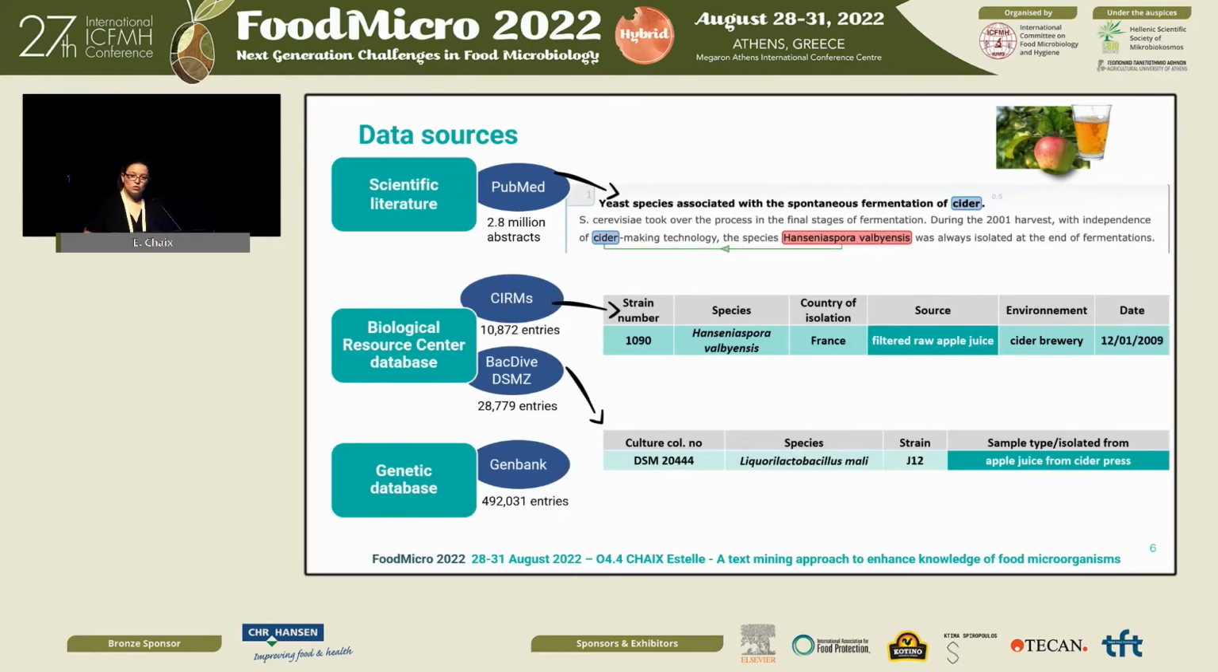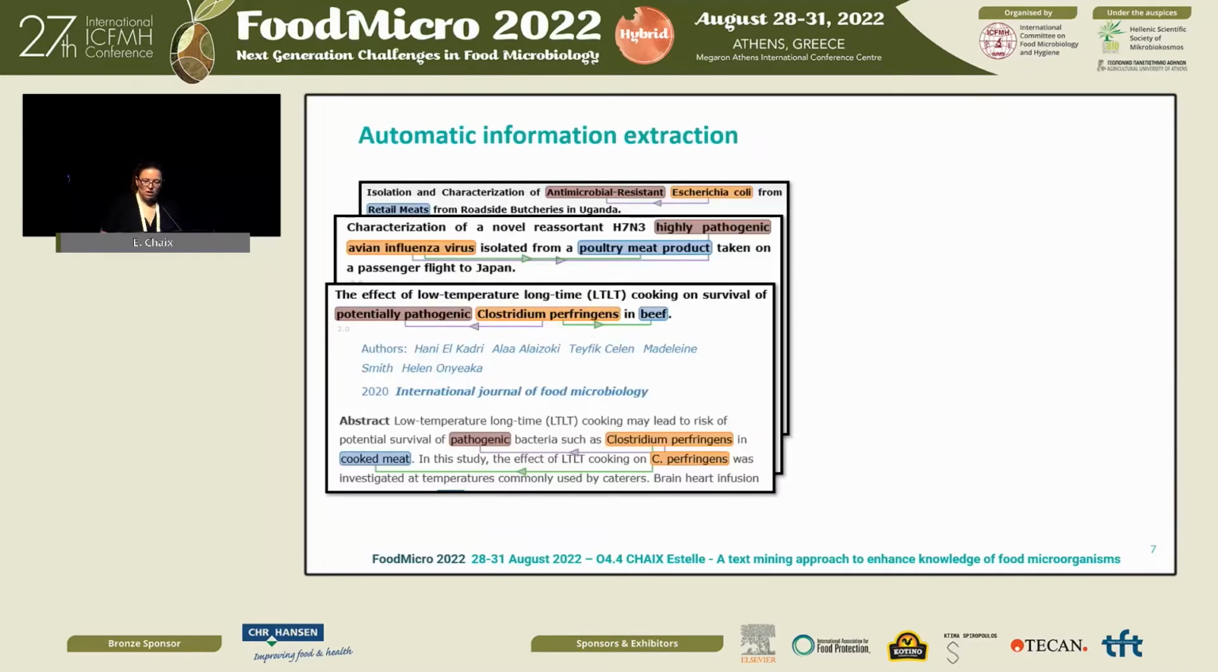And we also use some databases, so biological resource center databases or genetic databases, because this information is also spread. The link between a microbe and their habitat, where they live, is already mentioned by the entry. But, for example, the sources of the sample is mainly in free text, so it's not standardized, so it's not easy to find and reuse. To do this, we use automatic information extraction to extract information from text.